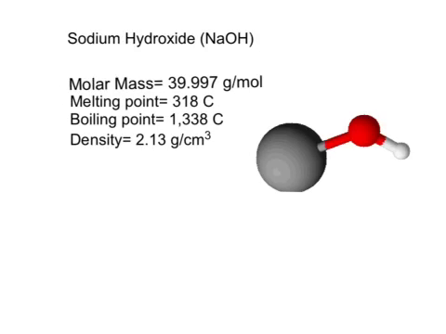Last but not least, sodium hydroxide. The molar mass is 39.997 grams per mole. The melting point is 318 degrees Celsius. The boiling point is 1,338 degrees Celsius, and the density is 2.13 grams per cubic centimeter.